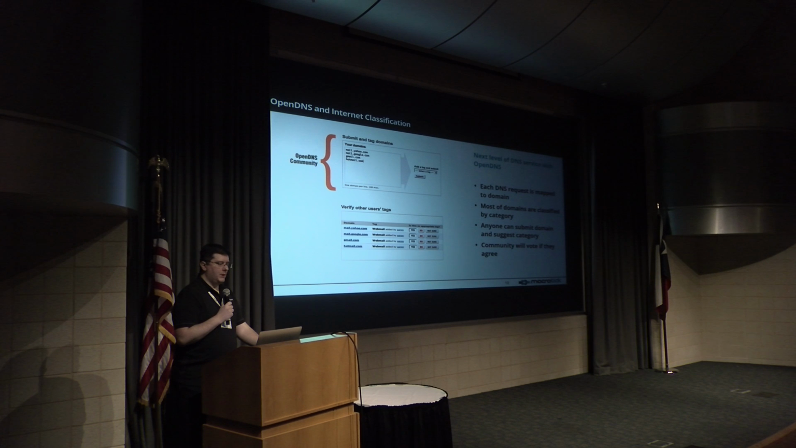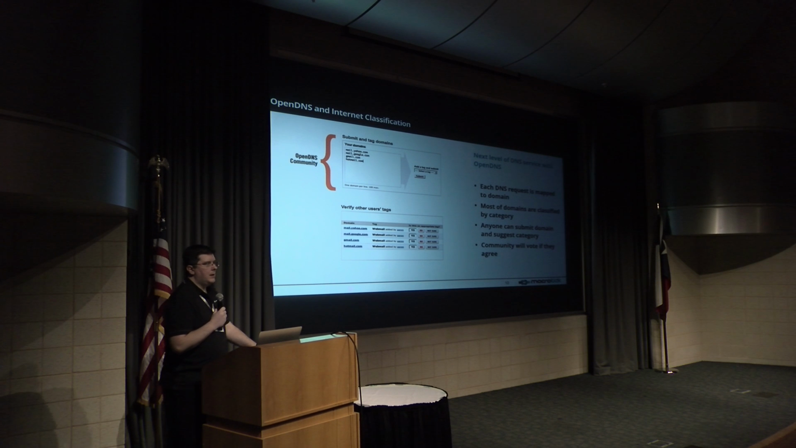So everybody can submit suggestions, saying this domain should belong to this category, and then the community will approve or not that it belongs to that category. But in a way, they classified, and over 90% of requests going to OpenDNS are already classified within the groups. So what advantage do you have with this feature?